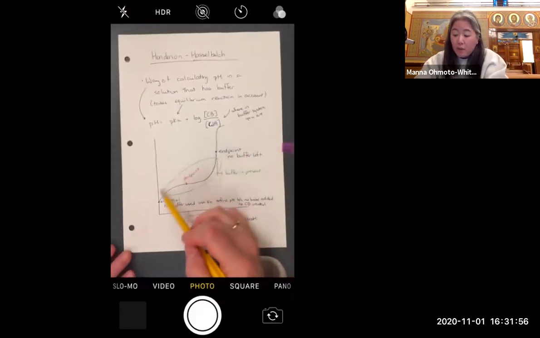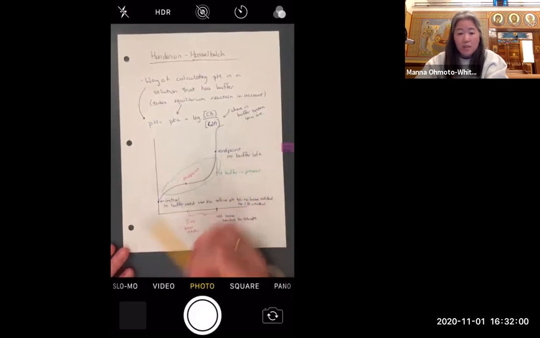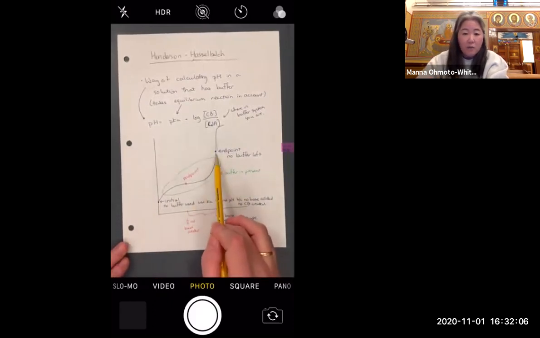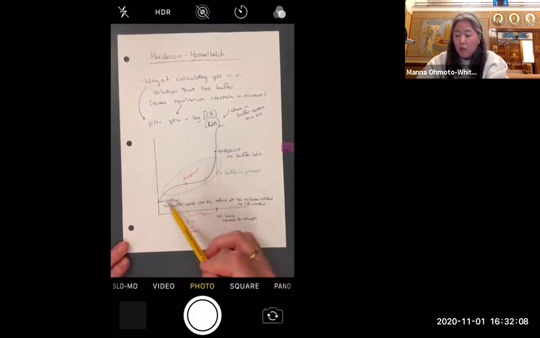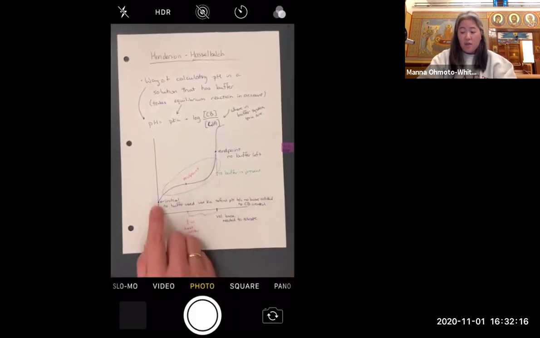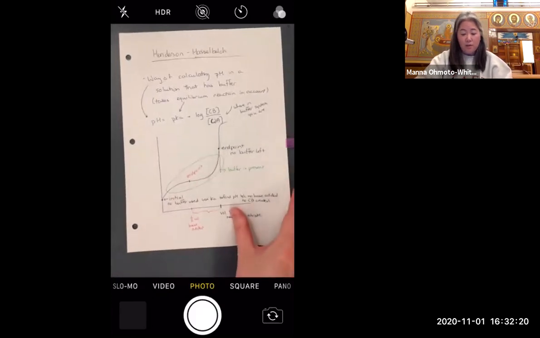So this green part is where my buffer is present. The initial point is where I haven't even started anything. All I have is my weak acid. And my end point is where I have no buffer left. So this green region is basically where you're going to be using the Henderson-Hasselbalch equation in order to figure out what the pH of your system is. At the initial and at my end point, I'm not going to be using Henderson-Hasselbalch.